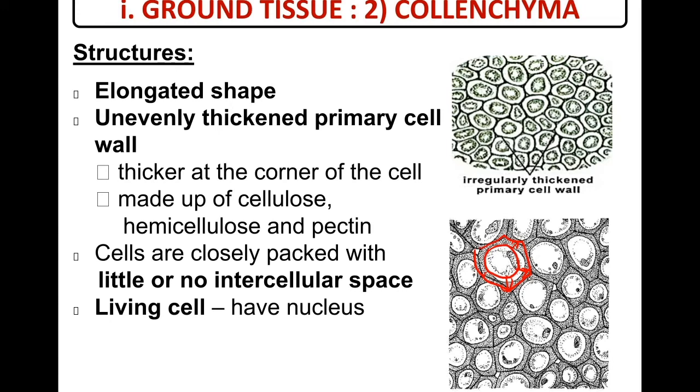Cells are closely packed. Okay, so this is one of the differences between parenchyma and collenchyma. They have little or no intercellular space, comparing to the parenchyma, which has a lot of intercellular space. So if they ask us the differences, this is one of the differences. But they are a bit the same as parenchyma, where both collenchyma and parenchyma are living cells.